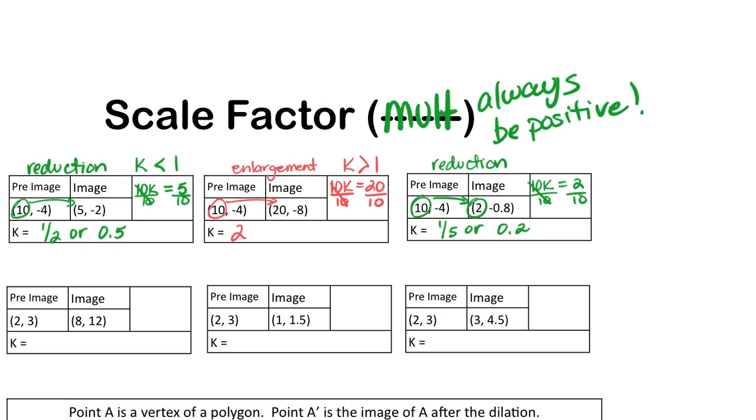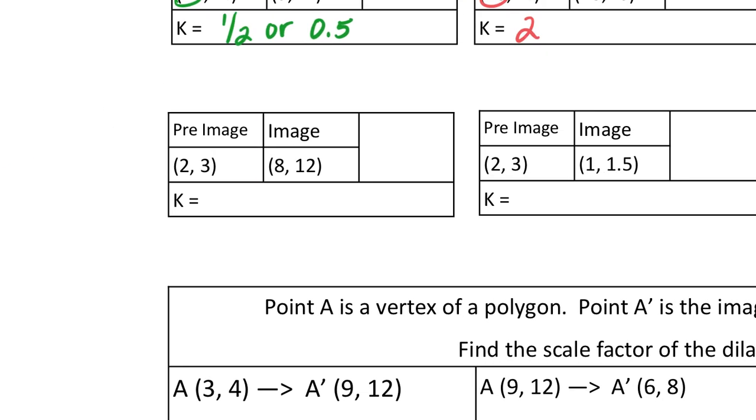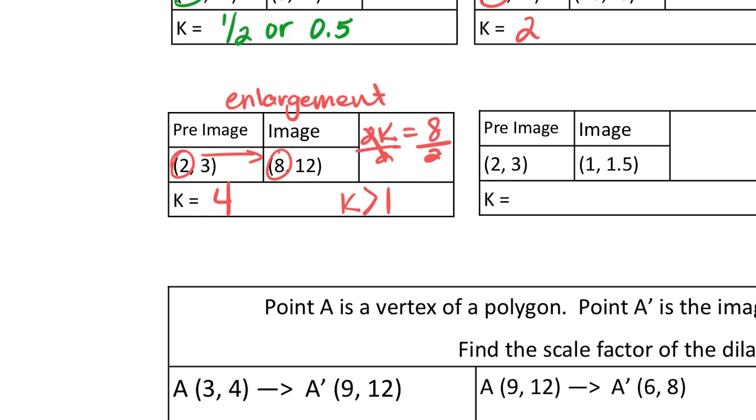All right, let's try a couple more. Let's look here. In this case, I am going from 2 to 8, right? So this should be an enlargement. So 2 times something equals 8. I'm going to divide by 2 on both sides. So 8 divided by 2 is 4, which makes sense because our scale factor should be greater than 1.